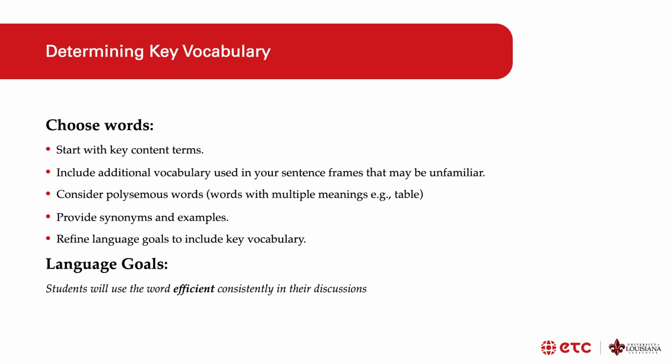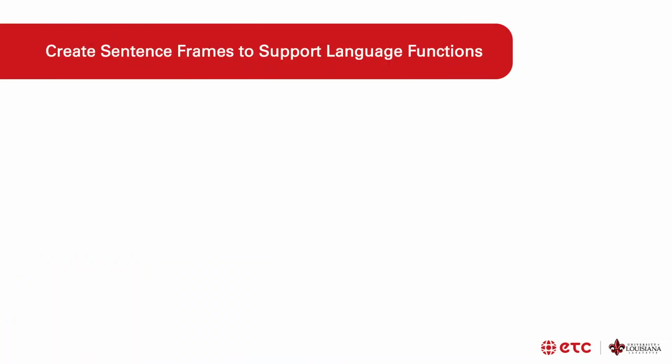Putting this word in my language goal and bolding it lets me know that that's a key vocabulary that I'm going to plan to explicitly teach to my students at the start of the lesson. Once I've determined key vocabulary, I want to think about the language functions of my lesson, because knowing what the language functions are will help me create sentence frames to support those language functions. There are 4 genres of language functions or language uses. In math, we primarily see 2.